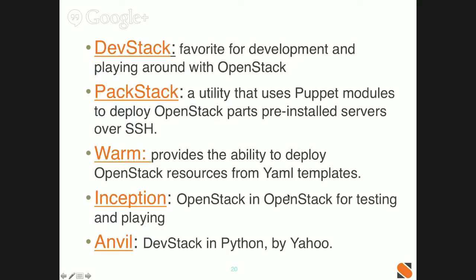Here are smaller tools for completeness. DevStack, everyone knows that. Packstack is a utility that sits on top of Puppet modules and deploys OpenStack via SSH. Surprisingly, this is used a lot. According to the OpenStack user survey, this is number 4 after Puppet, Chef, and DevStack. Number 4 deployment tool. So there are a few others just for completeness.